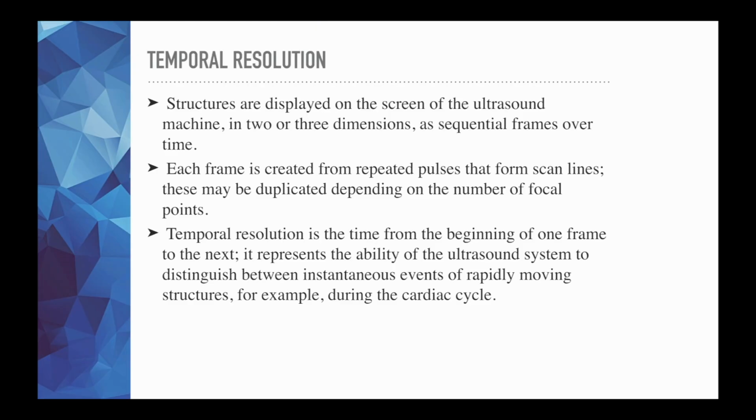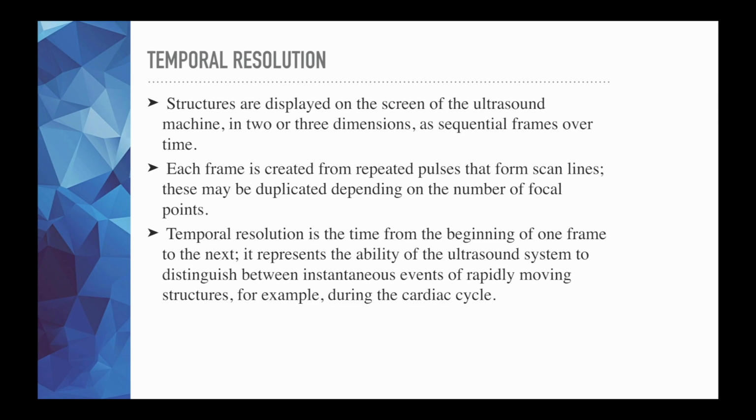When we think about temporal resolution, most structures are displayed on the screen in 2 or 3 dimensions, so we're thinking depth, width, and then time. The frames are all created by the pulse. It'll pulse, create a line, and then display one line. High definition could be 720p. If you've ever bought a new TV, it's 1080p, or now it's 4K. What that's talking about is how many lines are on the screen. Our screens on our machines are typically 720, so that would be 720 lines across the whole screen.